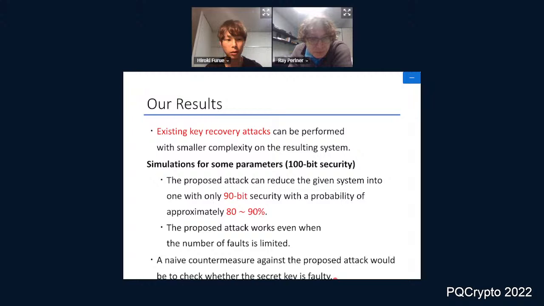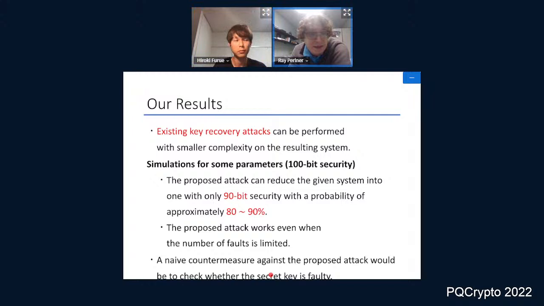Sorry, there's also a question from Scott Fluhrer and one from Daniel Smith-Tone. From Scott Fluhrer: would this attack be detected by the signer attempting to verify the generated signature, presumably the verifier? I think this can be detected by the signer by using this countermeasure, checking whether the secret key has a fault or not before generating a signature.